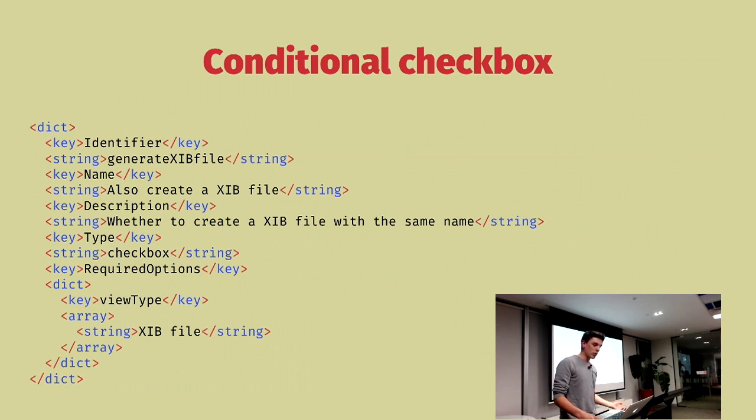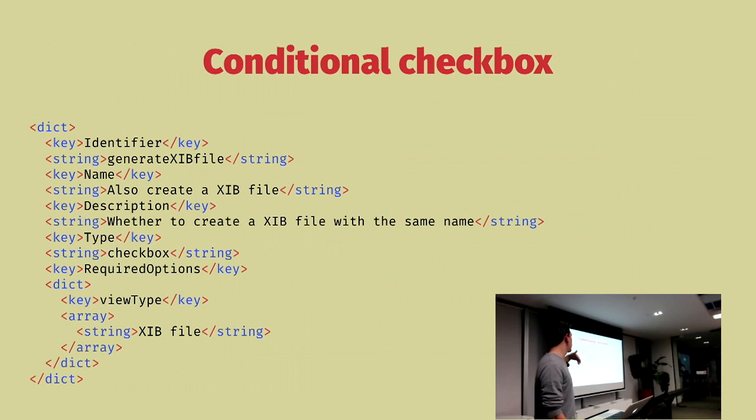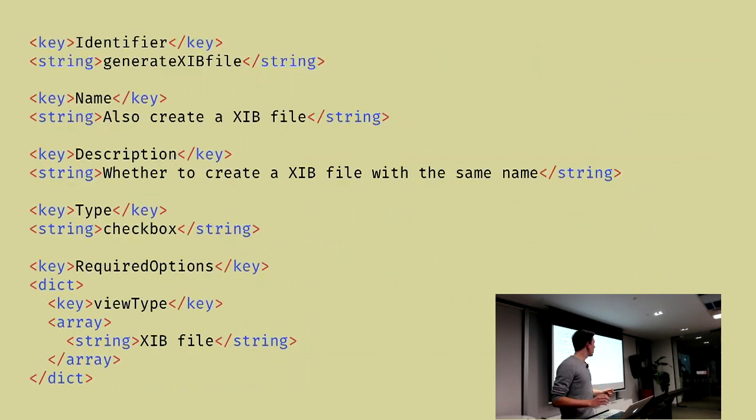And finally, the conditional checkbox. We only want to enable the checkbox if a specific value of the previous option is selected. So here, there's a new key, required option, where you say the other option, view type, when the value is xib file, you are allowed to enable the checkbox. Otherwise, just disable the checkbox. So that's a lot of XML, and it's probably better if you look at it on your own computer. That's why I went through that pretty quickly.